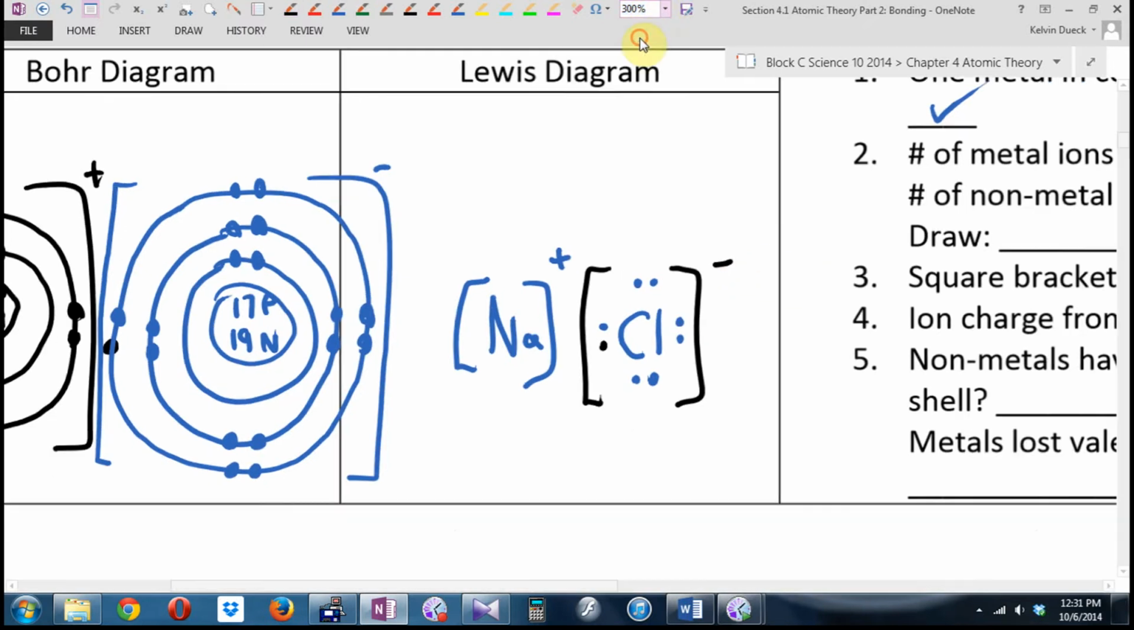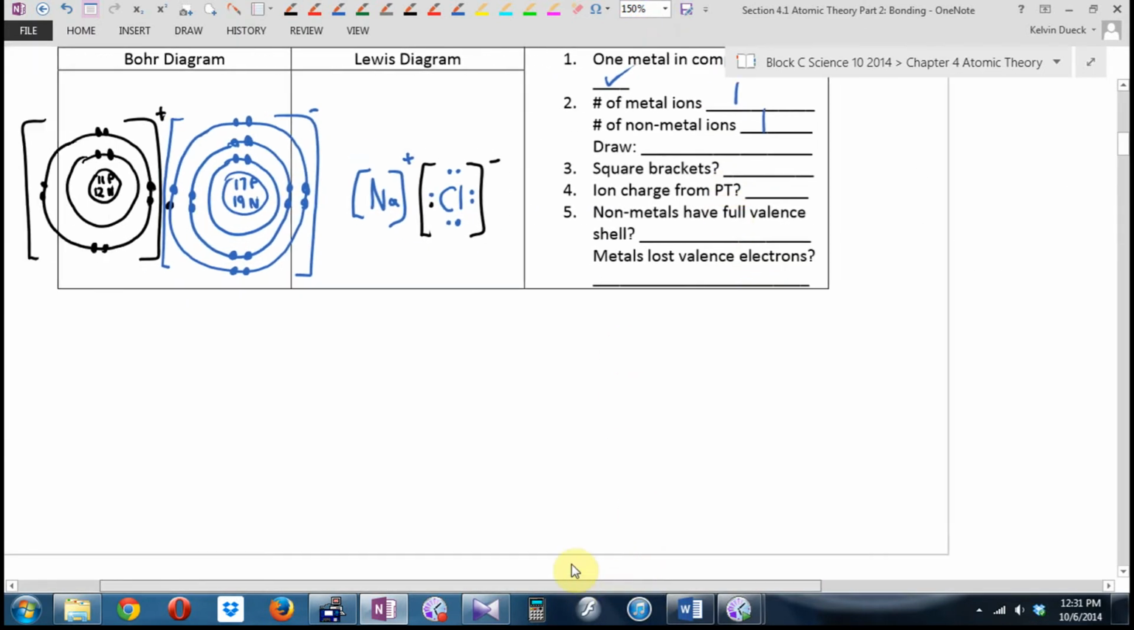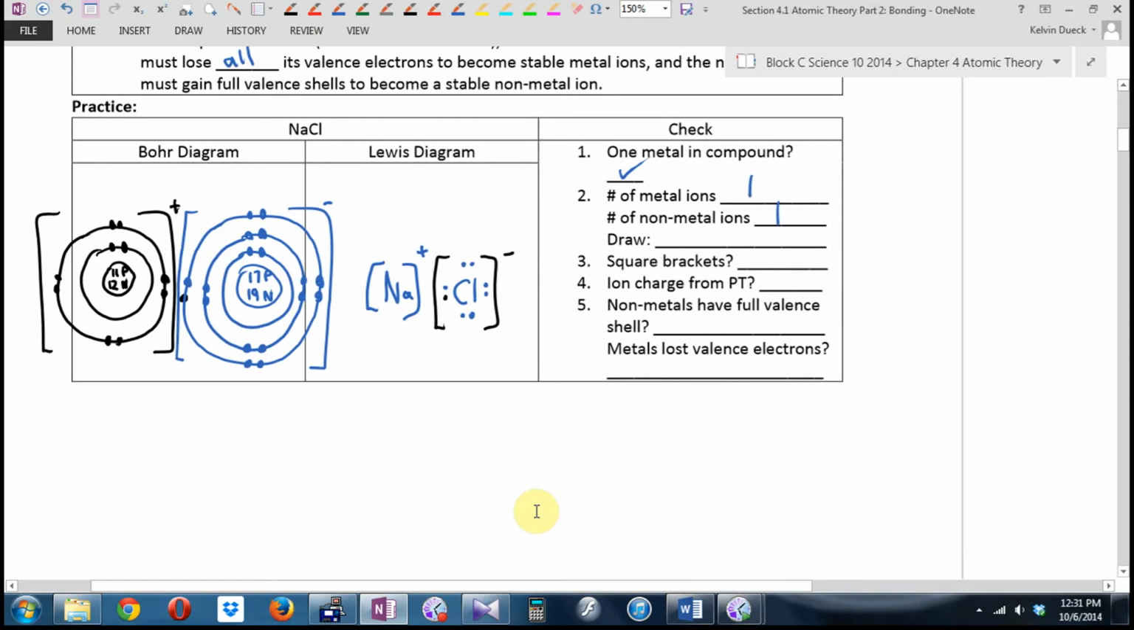Let's go to the checklist, answer the rest of it. So, draw, we did, both types. Did we do the square brackets? Yep. Did we add the ion charge from the periodic table? That's what PT stands for. Yep. Double check, do the nonmetals have a full valence shell? Yep. Have the metals lost their valence electrons? Yep. This is kind of, Taylor, the mental checklist that you want to go through in these diagrams.